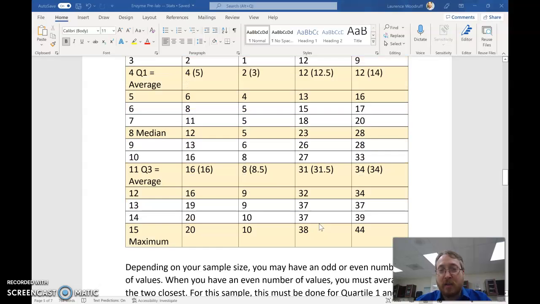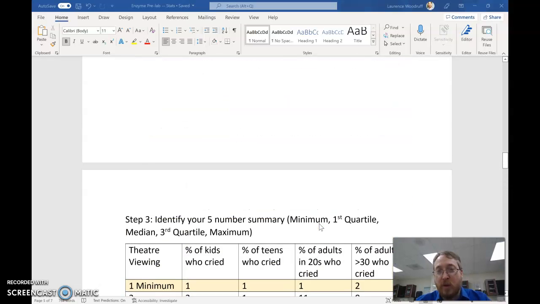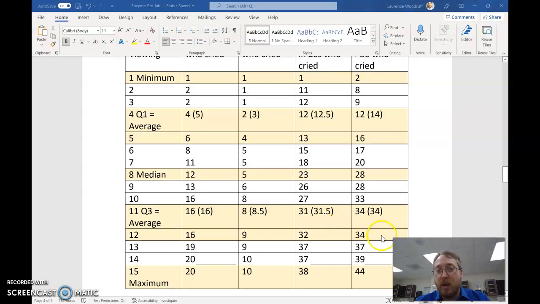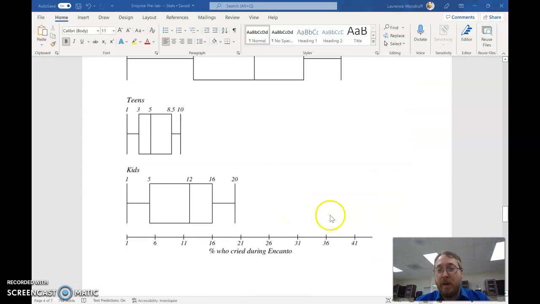Our greatest possible value in all of this was 44. It was the biggest number, the biggest percentage of anybody that was measured. So I put my 44 as the maximum value. I could have gone on. I could have put 50 just so that it had some edge to it, and that would have been fine. But we had 44 here.